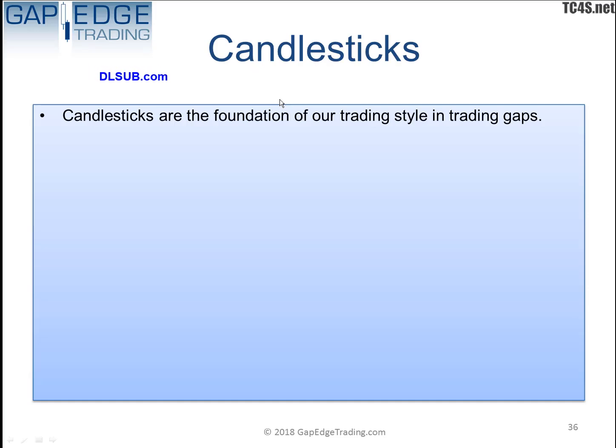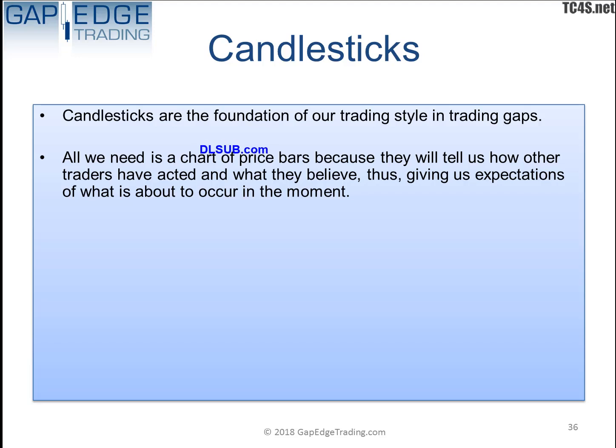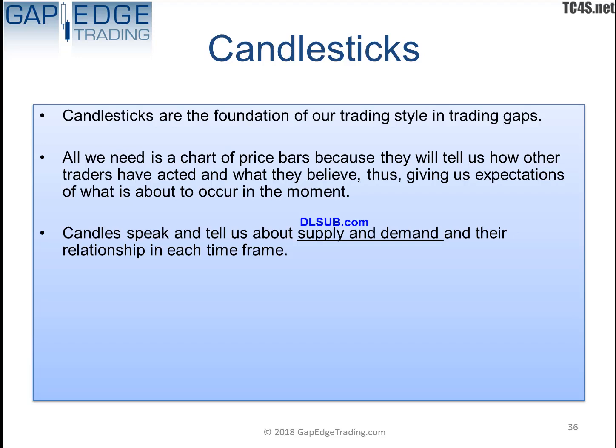So candlesticks are the foundation of our trading style and trading gaps. We use the Japanese candlesticks to identify supply and demand levels being produced intraday and also to the left for previous supply and demand levels. All we need is a chart of price bars because they tell us how other traders have reacted or acted and what they believe in the price action, thus giving us expectations about what's to occur in the next moment or the next minute or what's occurring right now.